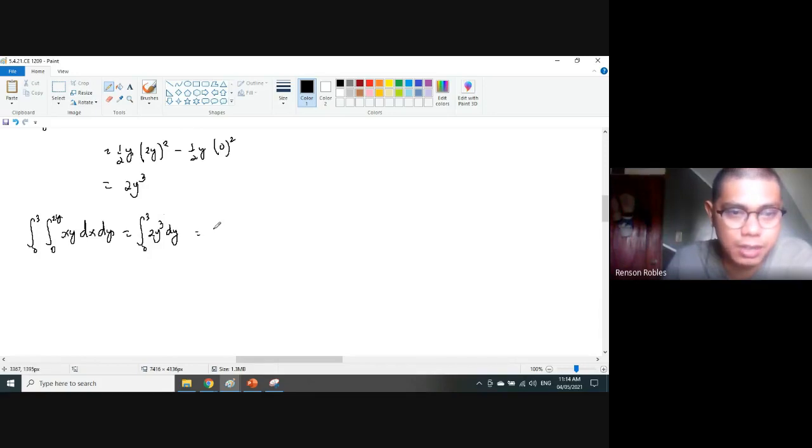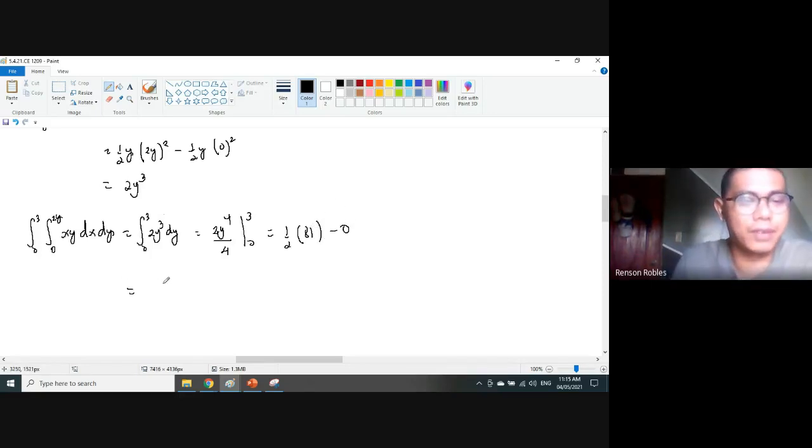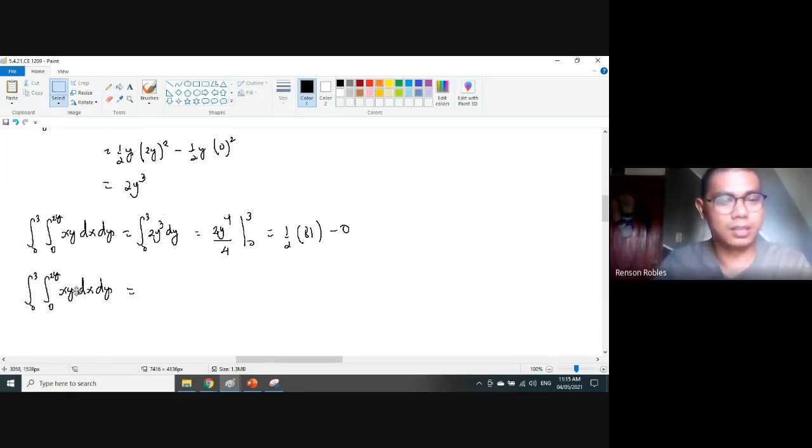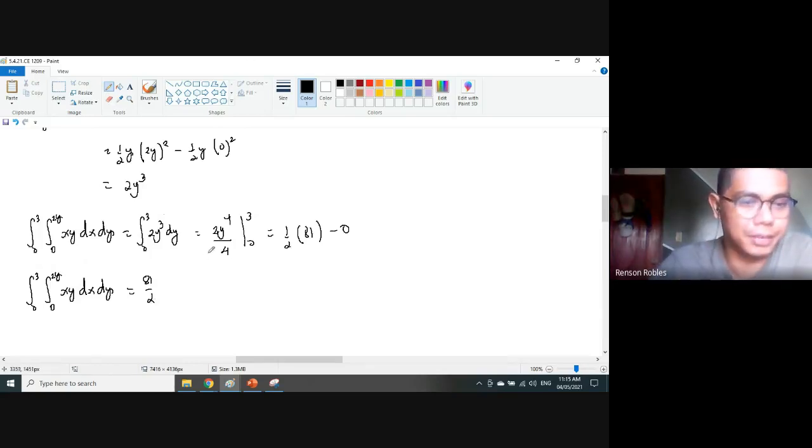Then we integrate, so you have 2y to the 4 over 4 evaluated from 0 to 3. And then you have one half times 3 to the 4, which is 81. All right, then the rest will become 0. So you have 81, ito siya. This is equal to 81 over 2. Yeah, 3 to the 4 is 81.